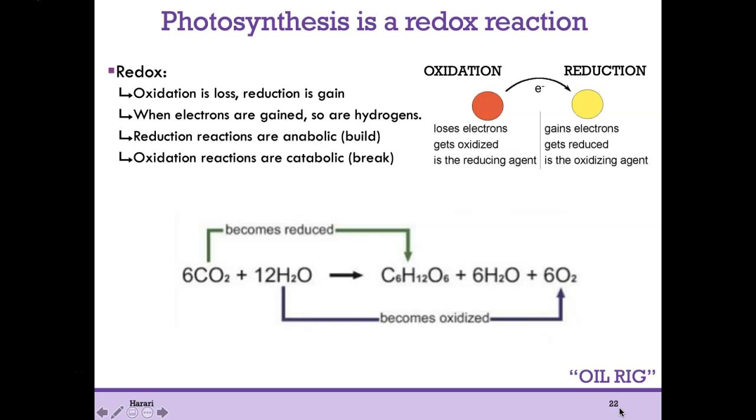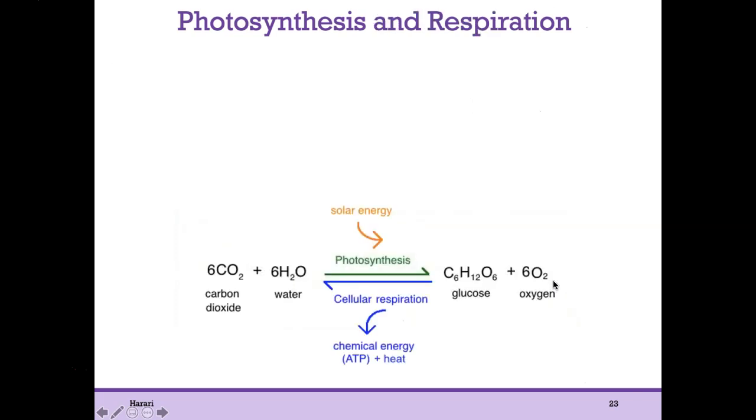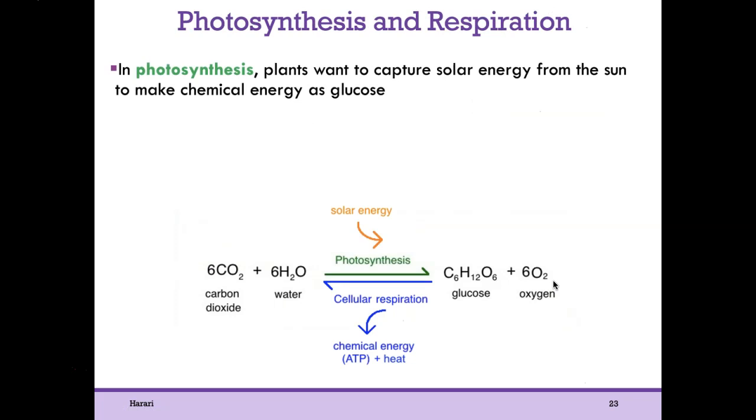And we spoke about reduction and oxidation in the last lecture. So you could pause here and just make sure you understand what we mean when we talk about a redox reaction. Because what we're seeing is that carbon dioxide is gaining electrons and becoming glucose. So again, reduction is an anabolic process. We're building something. But at the same time, water is losing electrons and is being oxidized or broken down into oxygen. So photosynthesis is a redox reaction, and it's very much tied into respiration, what we'll talk about later.